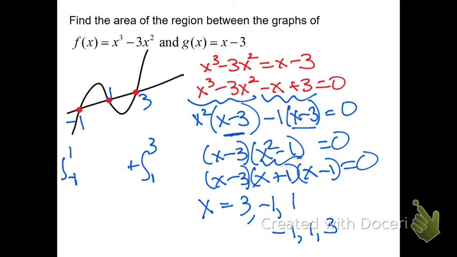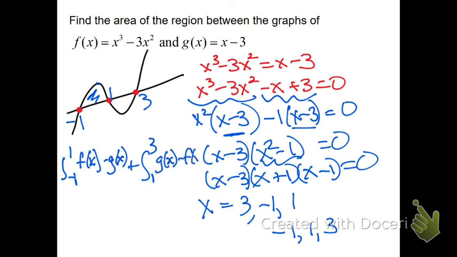Okay? What else is going to change? The curves. You can see, if you graphed it, even just a sloppy sketch like I did, that the cubic is written first in the first group. So it's f of x minus g of x for the first one. And then it's going to flip-flop. So on the second one, it's reversed, g of x minus f of x.